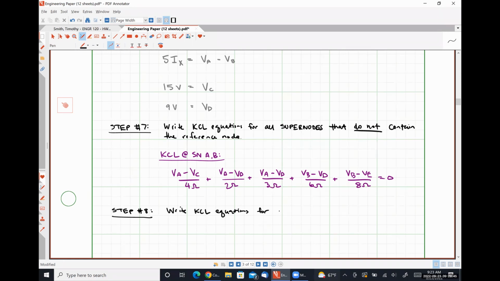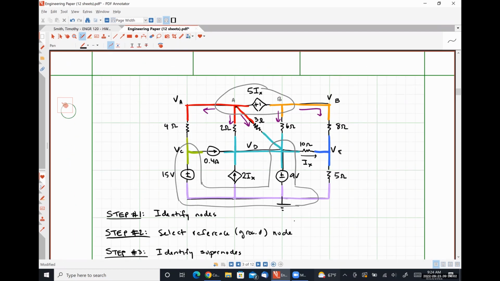Write a KCL equation for all remaining non-reference nodes. Okay, so let's look up here. We just wrote our KCL equation for supernode AB, so that one's done. Nodes C and D are part of a supernode containing ground, so we don't write a KCL equation there.